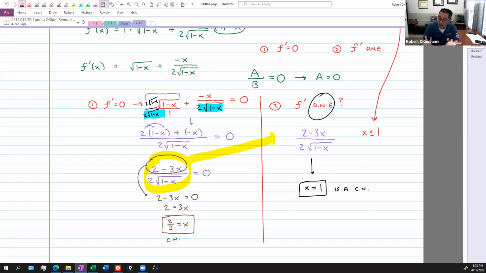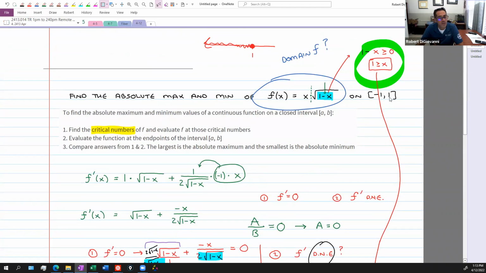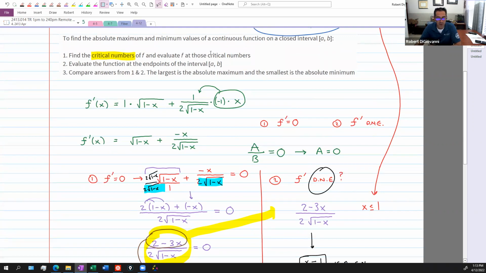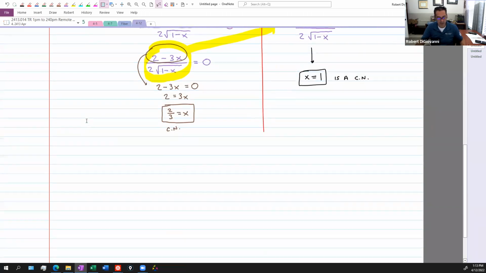Now, it turns out that for this problem, do you all agree that the critical number we have here is actually the right endpoint of the interval? It is, right? It just happens to be. So the next step I'm supposed to do is to plug these critical numbers into the function and then plug in the endpoints into the function and compare everything. So I'm going to do that now.